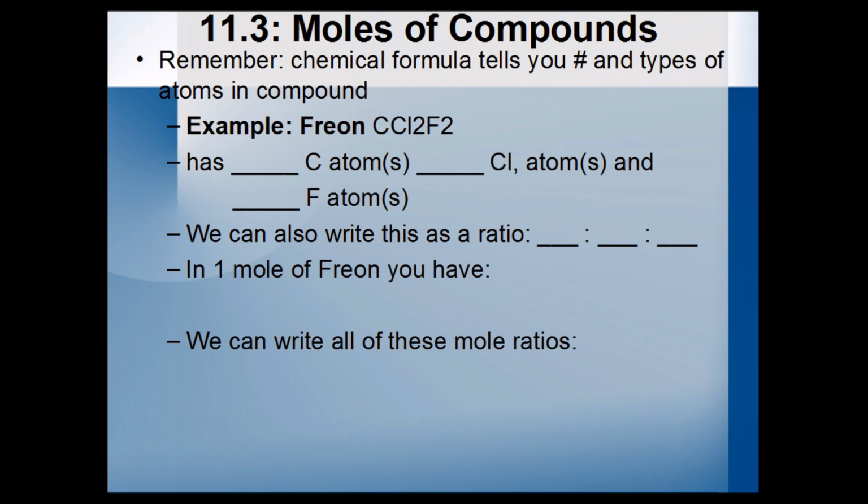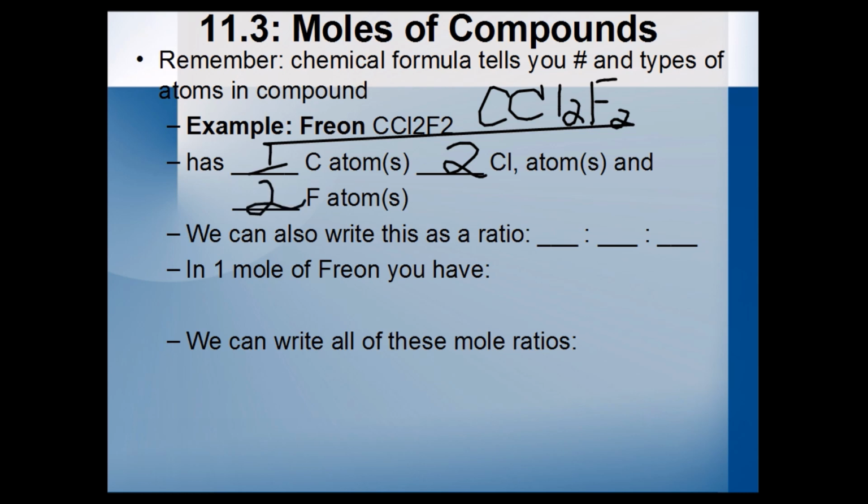So Freon, and realize this should be written like this. I should have corrected that somewhere in translation. It got lost here. So these should be little 2's. But in this formula, we have 1 carbon, 2 chlorines, and 2 fluorines. We could also write this as a ratio. We could say the ratio is 1 carbon to 2 chlorines to 2 fluorines.